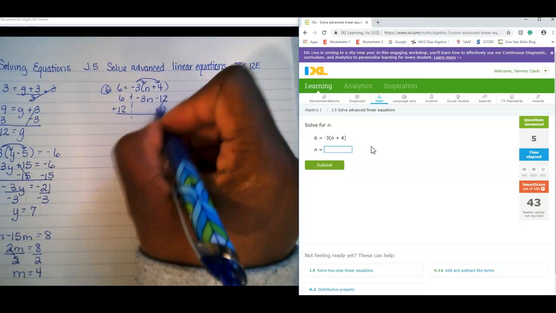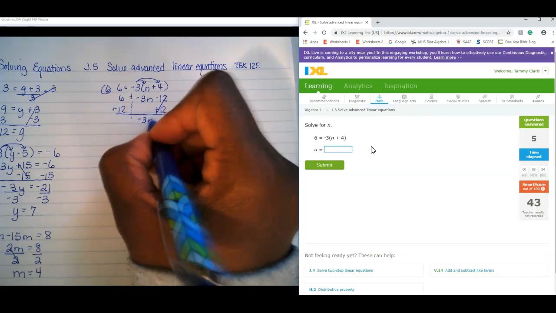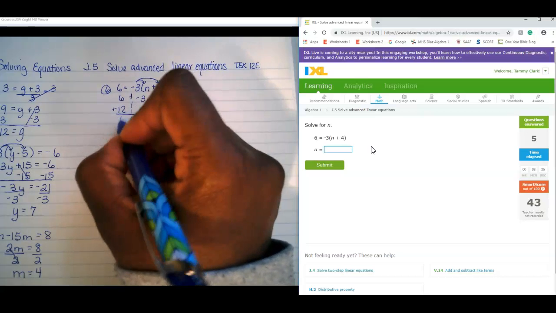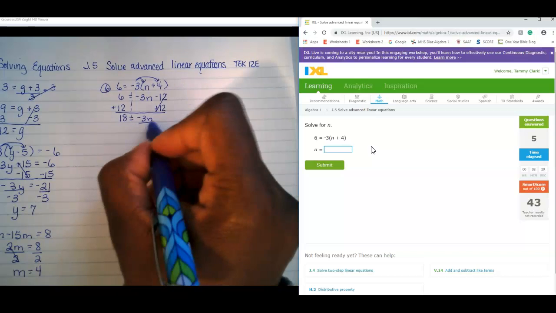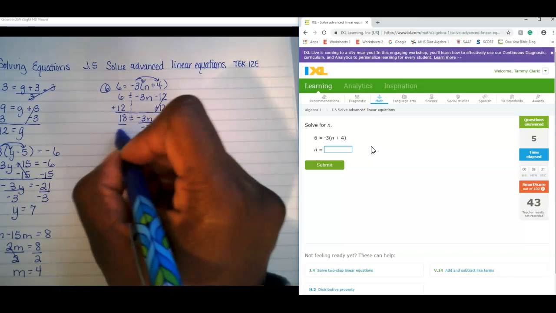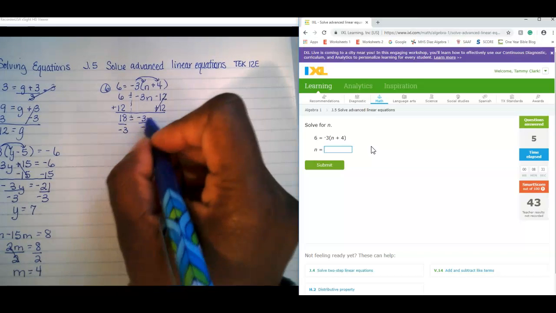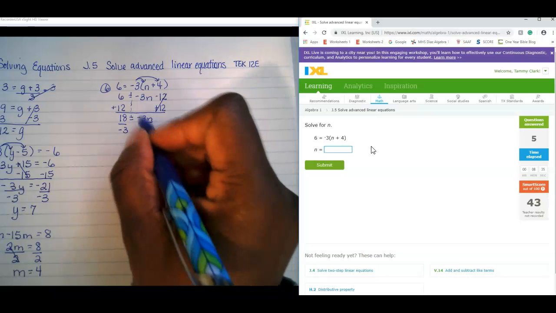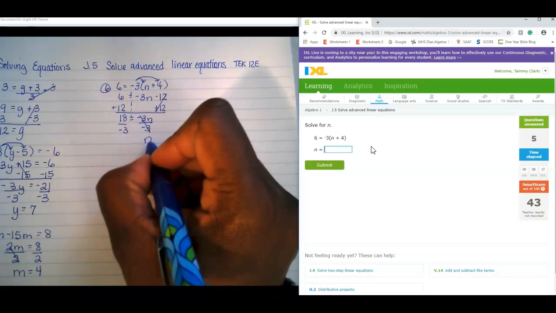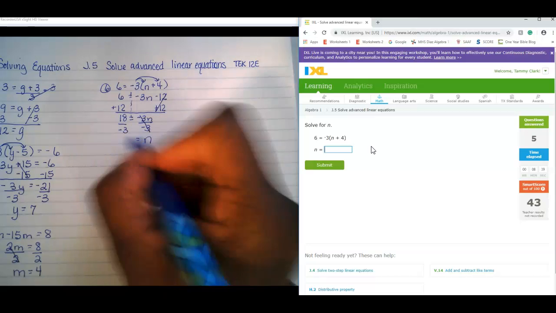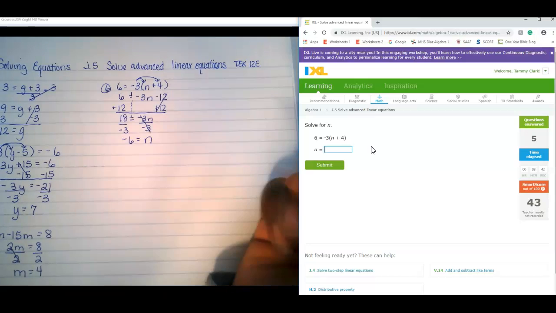And that leaves me with negative 3n equals 18. And I'm going to divide by negative 3 on both sides of the equation. Negative 3n divided by negative 3 leaves me with positive 1n. 18 divided by negative 3 leaves me with negative 6.